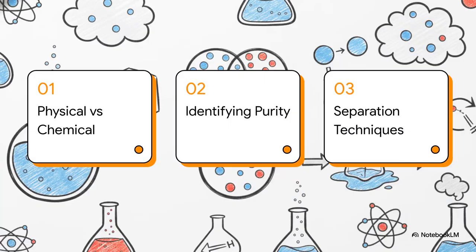All right, let's do a rapid-fire recap of your key exam takeaways. We've covered elements, compounds, and mixtures. We've contrasted physical versus chemical changes. We dove into purity and melting and boiling points, and finally, separation techniques.